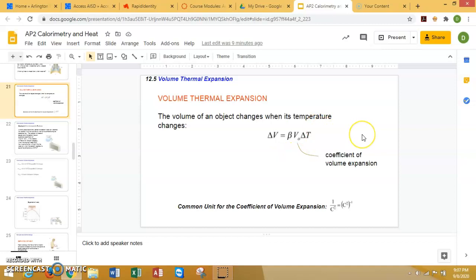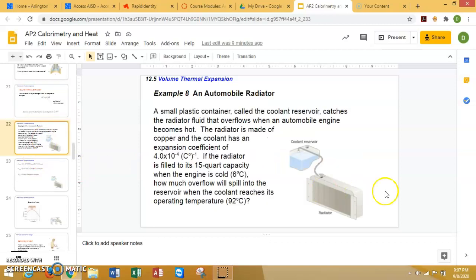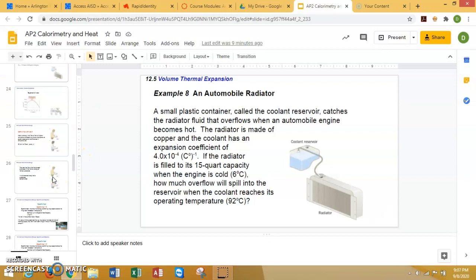There is a liquid version. This is the volumetric expansion formula, and it's essentially the same thing. Instead of alpha, it's beta. You're solving for a change in volume. A lot of times you'll see this in reference to cars, a car's radiator, something like this. And I'll let you guys look at these problems.